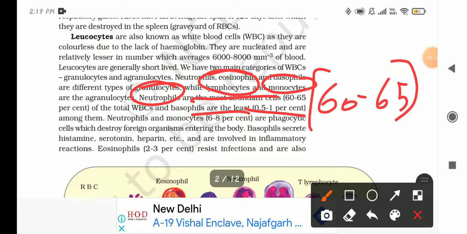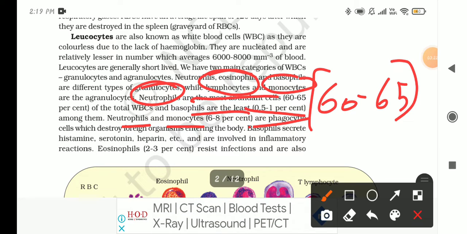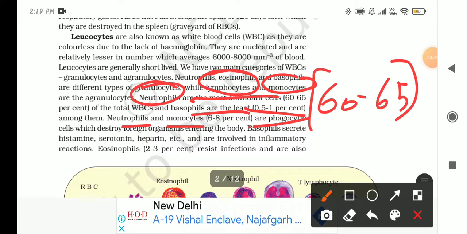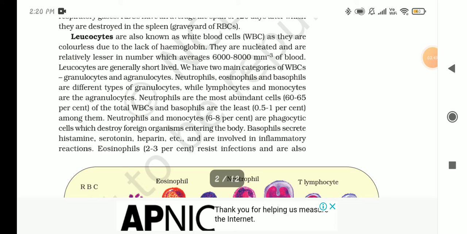Neutrophils and monocytes are phagocytic. What are phagocytic cells? Phagocytic cells are those which destroy foreign material. When a foreign material enters, it gets destroyed, because our monocytes and neutrophils know that it is foreign and can harm our body or our cells, so they destroy it. This is their role.